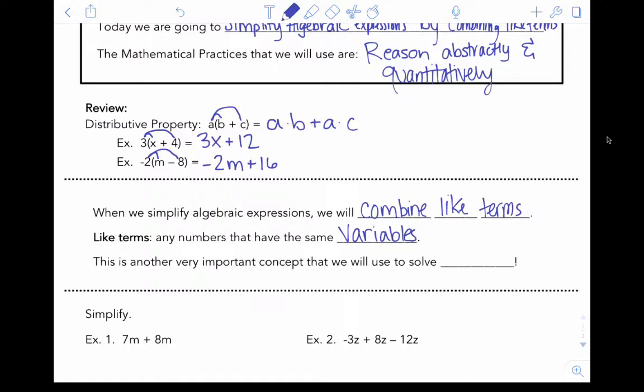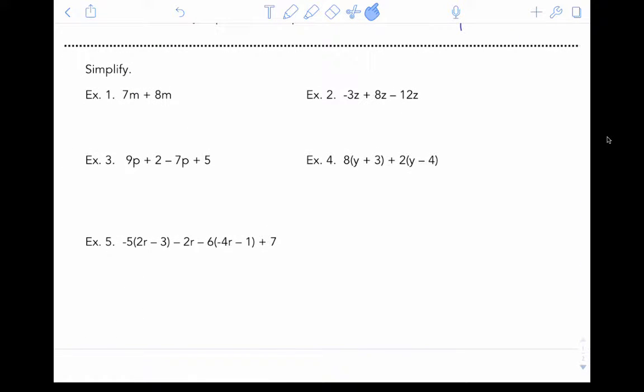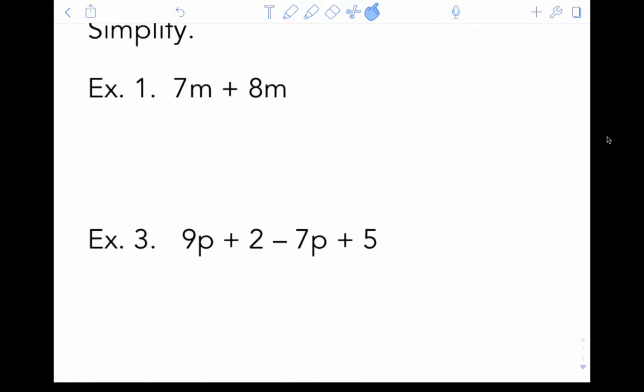The coefficient is the number in front, and the variable is the letter. This is another very important concept that we're going to use when we solve equations. The past couple sections have been leading us up to the next couple sections where we're going to start solving equations, and we're going to start getting more intense, more deep questions that we need to work out. So let's just do some problems. When we're combining like terms like this, we just have expressions. We don't have equations, so we're not solving. We're just going to simplify.